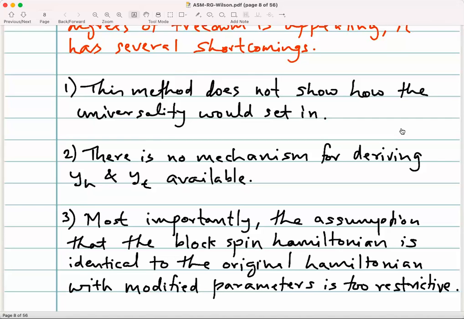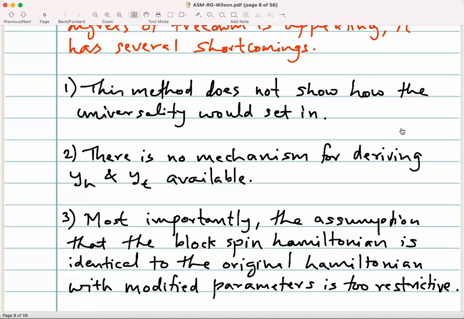In the neighborhood of criticality, all these models seem to behave the same way. In fact, I am giving a few examples, but in reality, there is an infinite class of such models which have the same universal behavior, and they belong to the same universality class. This way of doing block spin transformation does not actually tell us how the universality would set in a system of this kind. So that seems like one of the very important shortcomings of a method of this kind.